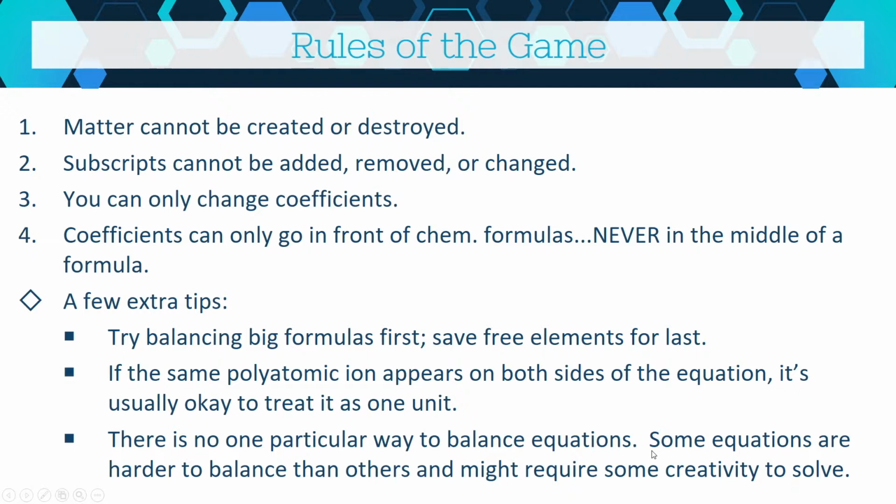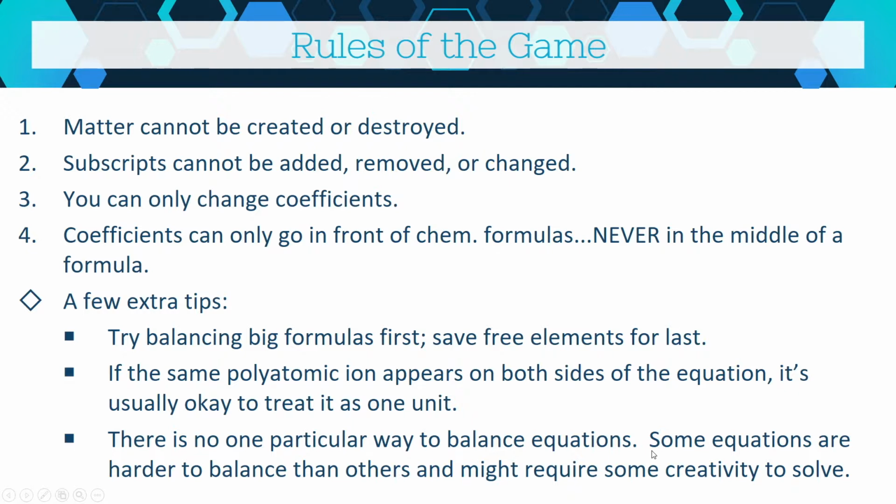Okay, so this means the only numbers that you can change are the coefficients. The only thing you can mess with are the numbers out the front. And the reason for that is that those are just telling you what quantity there is, how much is there of something. The other thing you need to realize is that those coefficients only go in the front of the chemical formulas. They never go in the middle of a formula.